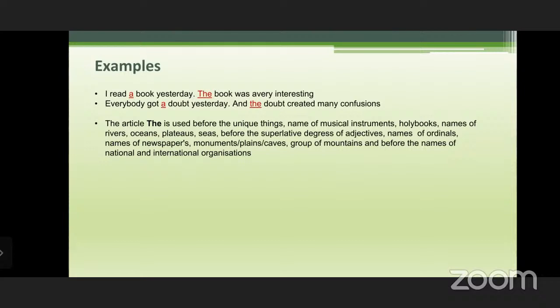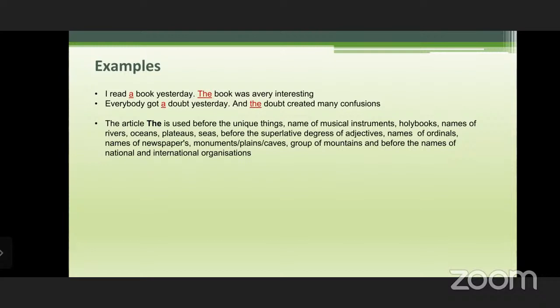So dear children, just pronounce the word book, b. It gives the b sound, so it is a consonantal sound. Which article do we have to use, children? Very good, a. If it is a vowel sound, we have to go for the article an. And see the next one. Dash book was very interesting. So it is repeating for the second time, so we have to go for the definite article the.